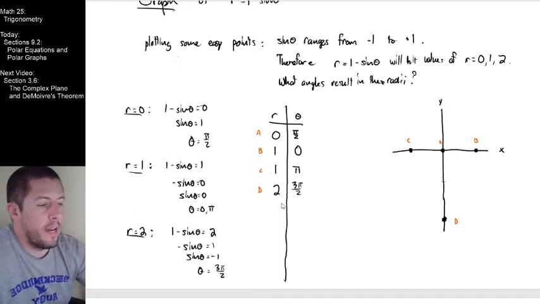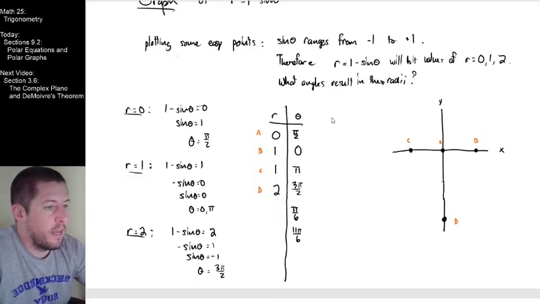So let me just go ahead and check out pi sixths and 11 pi sixths, which is the same as negative pi sixths. Let's see what we end up getting here. If I plug in pi sixths into this guy, theta is pi 6, so r equals 1 minus sine of pi sixths. We know that sine of pi 6 is 1/2, so r equals 1 minus 1/2, and so r should just be equal to 1/2.